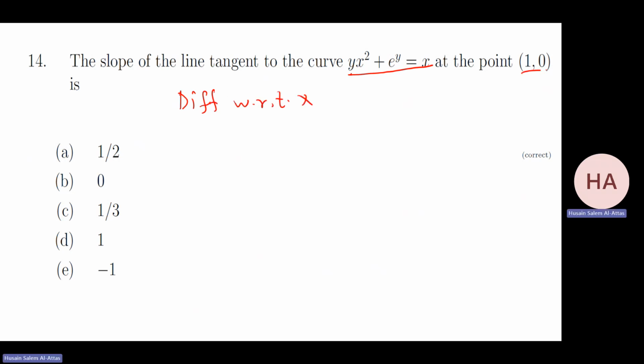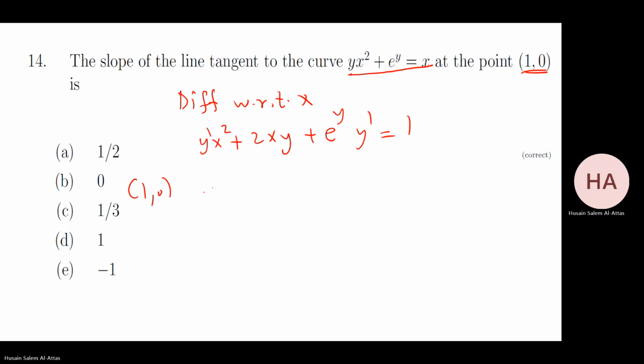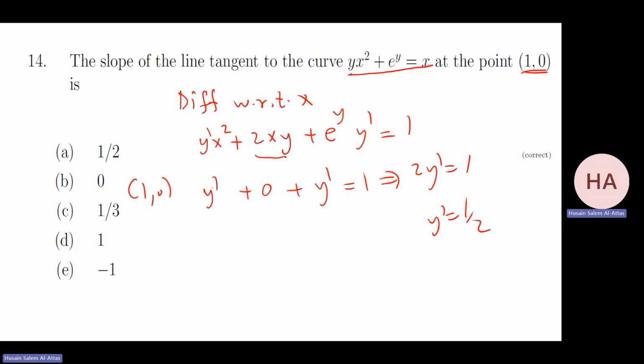And then substitute this. What's that? y prime x squared plus 2xy plus a y y prime equals 1. Now at (1, 0), that gives me what? y prime, this is 0, e to the power 0, which is 1, plus another y prime equal to 1. That means 2y prime equals 1, so y prime equals half. Which is this.